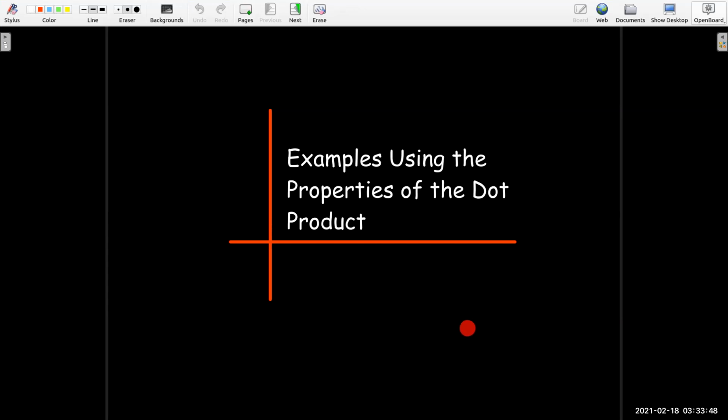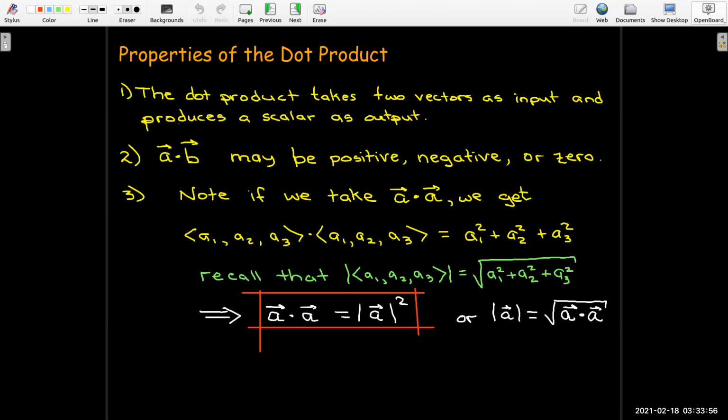In this video, we're going to work out 3 examples where we use the properties of the dot product to solve some problems. So let's just do a quick review of the properties of the dot product.